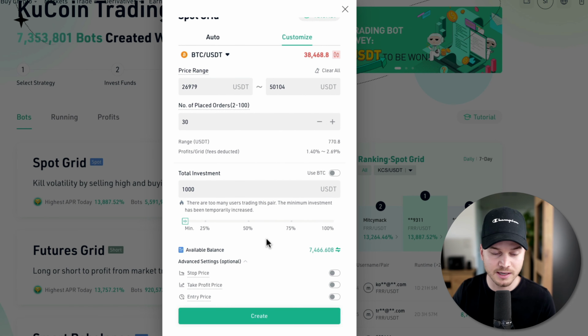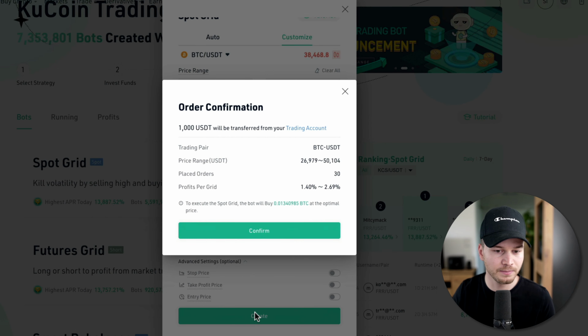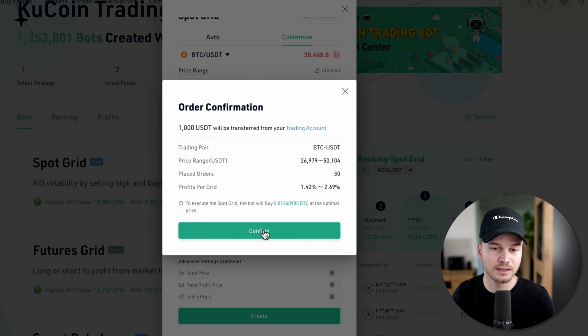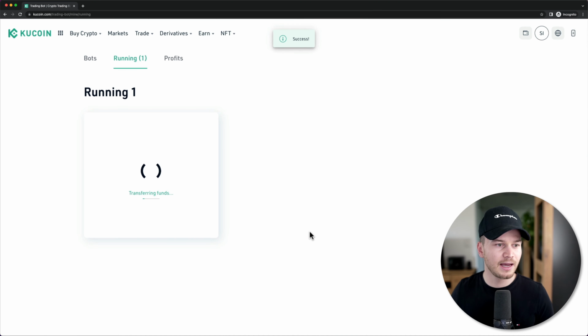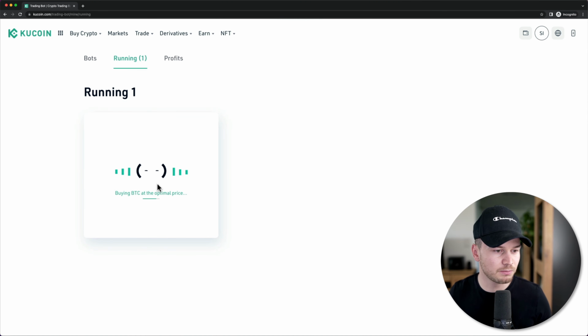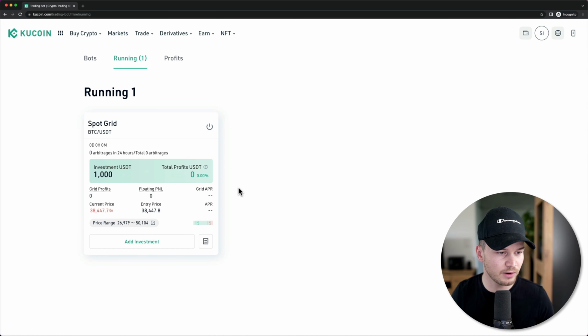But once everything is set up, you just click on create right here. Then you have to confirm. And once you click there, the bot will basically start running. And you can also stop the bot at any time when you want to. Let's click on confirm to just see how it works. Now we can see that the bot is being created right here.